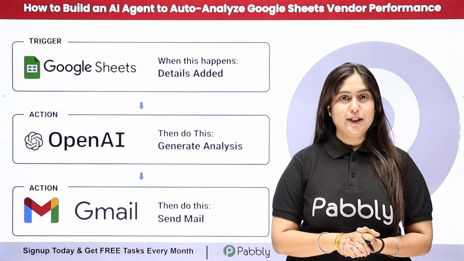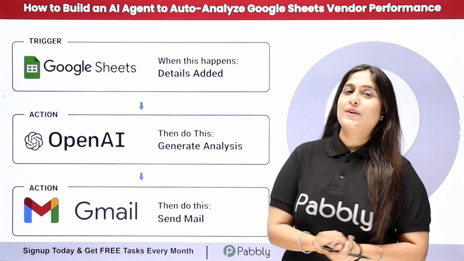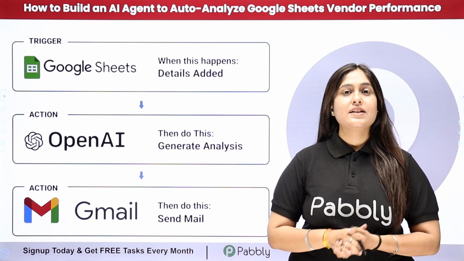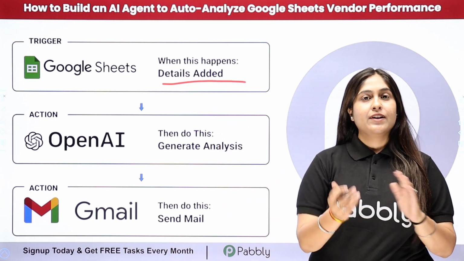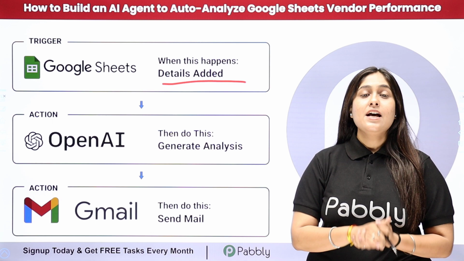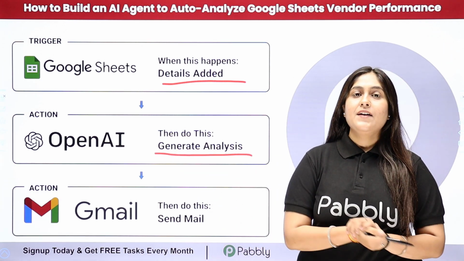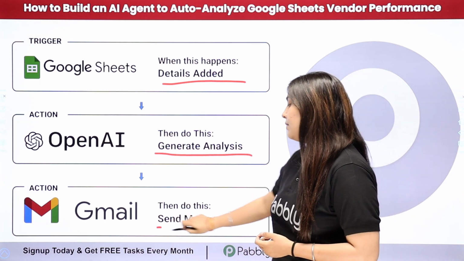In this video we are going to understand how to build an AI agent to auto-analyze Google Sheets vendor performance. So as a procurement manager, my objective is that when I'm going to add a new detail over here in my Google Sheet related to the vendor performance, then automatically OpenAI should analyze that performance and generate the summary, and after generating the summary, automatically that should be sent as a new mail on my Gmail account.